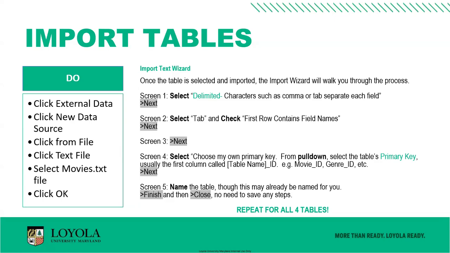If you're ready for the next step, here are the instructions. Click on External Data, click on New Data Source, From File, Text File. You'll start off with the movies text file, click OK, and then these are the import steps.